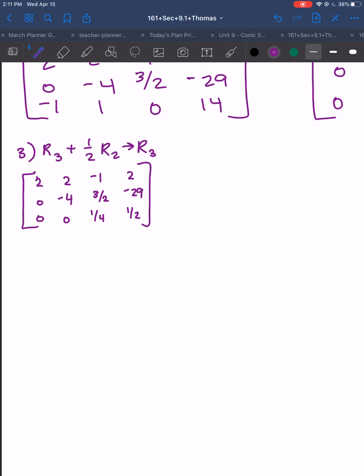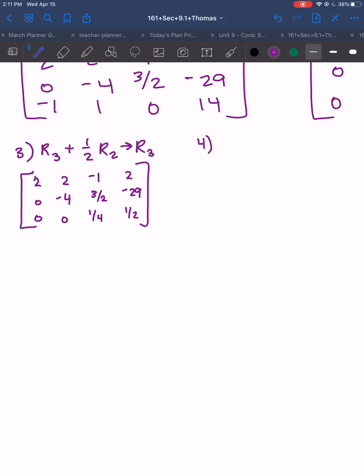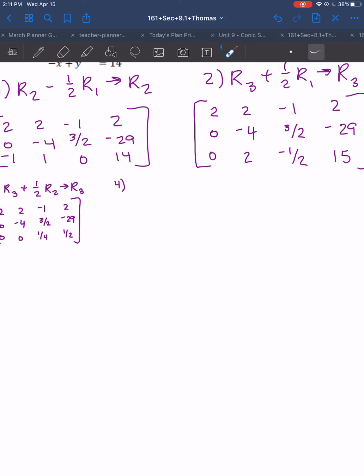And then next one, I now want this thing to be a 1. So what I'm going to do is take 4, it helps if I go back to the pen, times R3 and put it in R3. So you get 2, 0, 0, 2, -4, 0, -1, 3/2, 1, and then 2, -29, and 2.